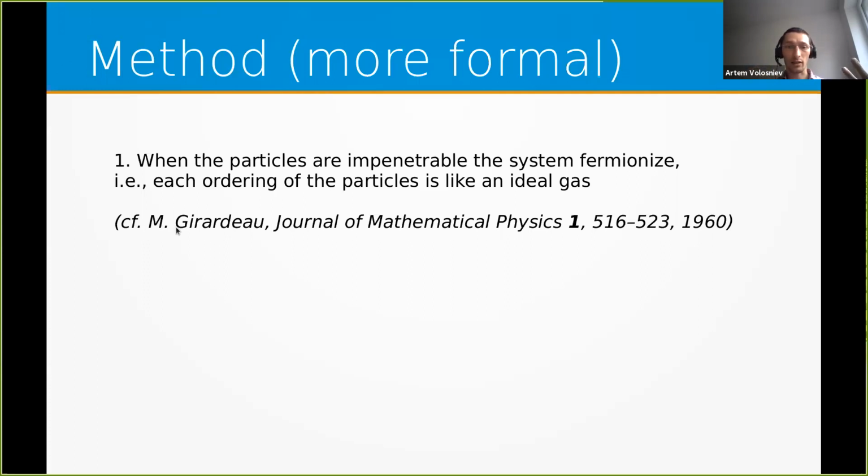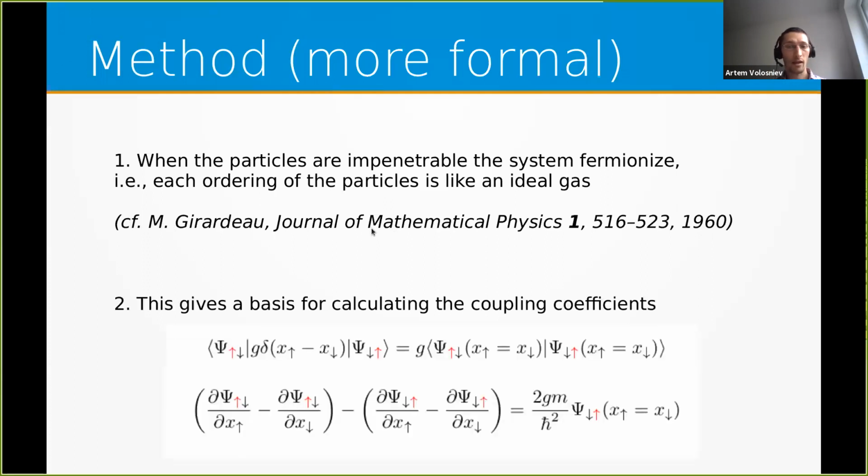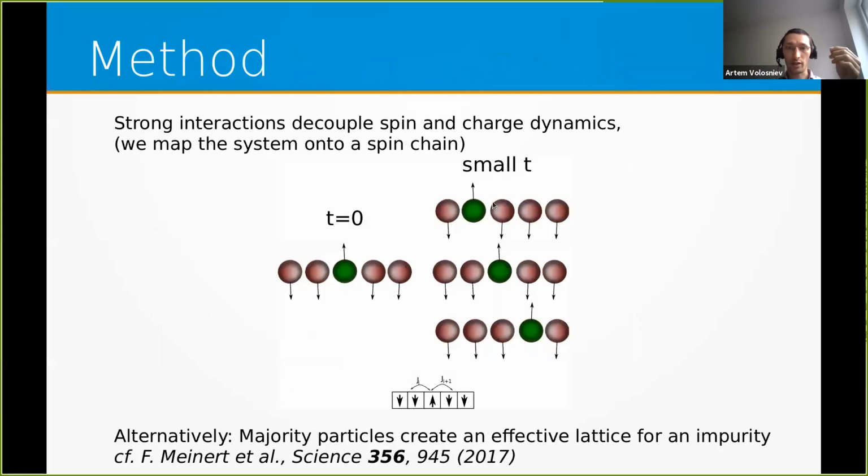And that is very similar to what Mario and Gerardo told us many years ago. In that paper he discussed bosons, but in principle it doesn't matter. It can be one impurity in a Fermi gas, it doesn't matter. Once we establish that each ordering of the particles is like an ideal gas, it gives us a basis for calculating the coupling coefficients that define how frequently two particles in this picture exchange their positions.